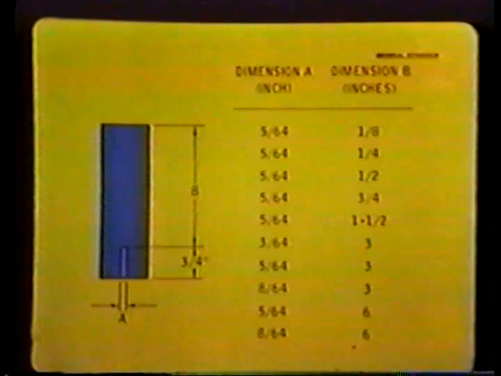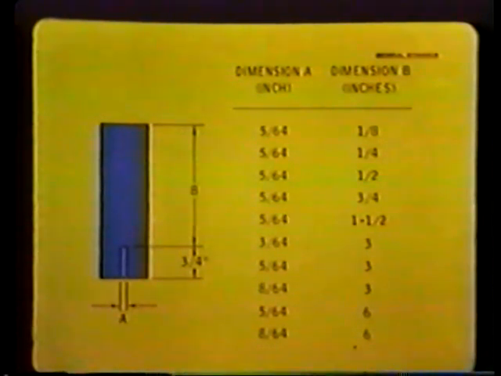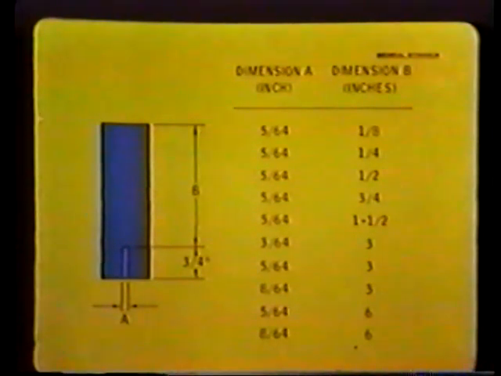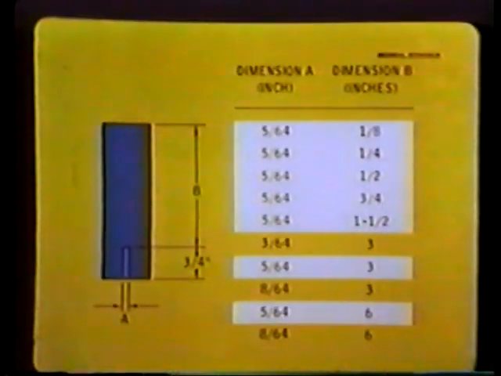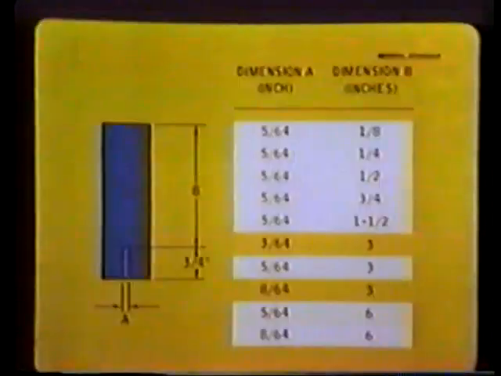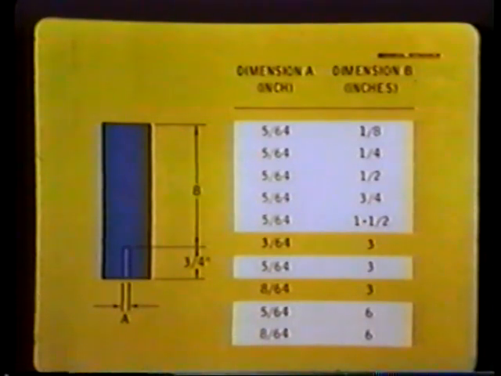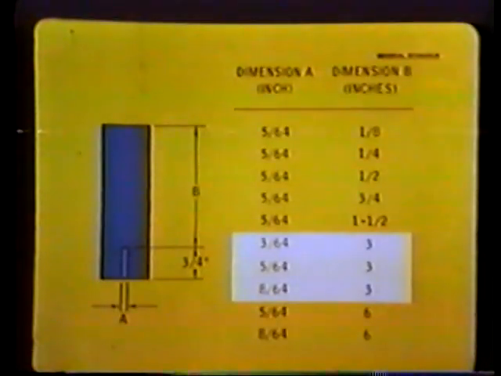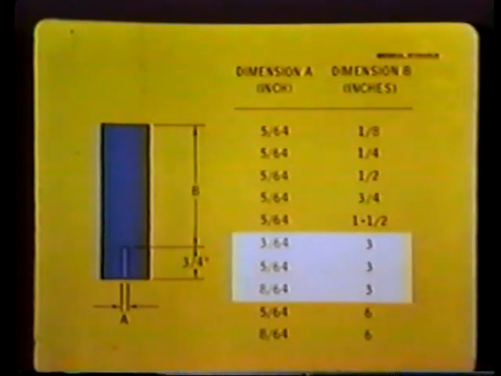Dimension A identifies the flat bottom hole diameter. Dimension B indicates corresponding metal distance. You'll notice 7 of the ASTM blocks contain 5/64 inch diameter holes, varying in metal distance from 1/8 inch to 6 inches. These, plus the 8/64 block with 6 inches metal distance, provide distance amplitude references. Area amplitude relationships are obtained using the 3/64, 5/64, and 8/64 blocks with 3 inches metal distance.